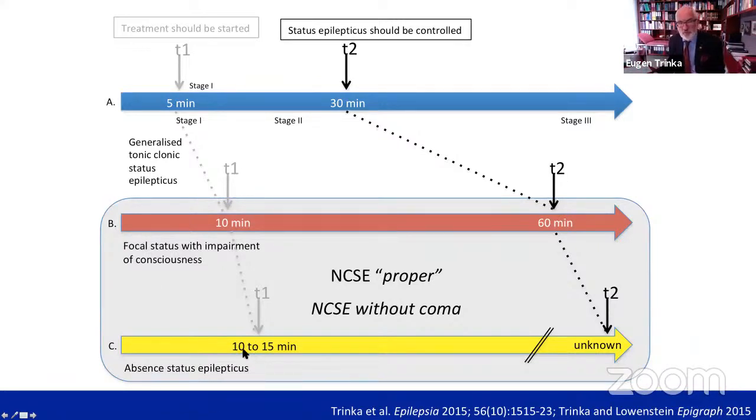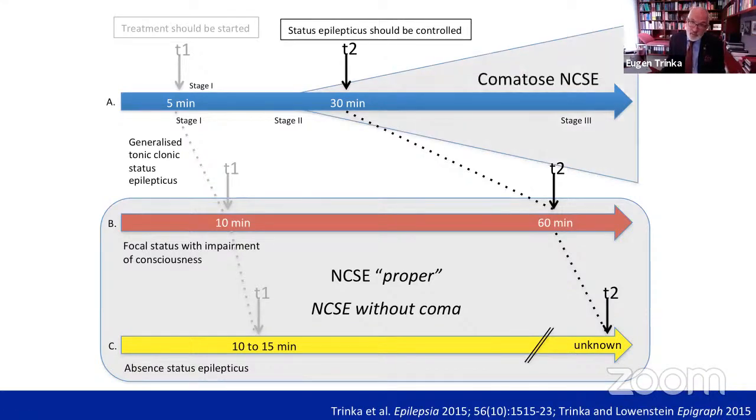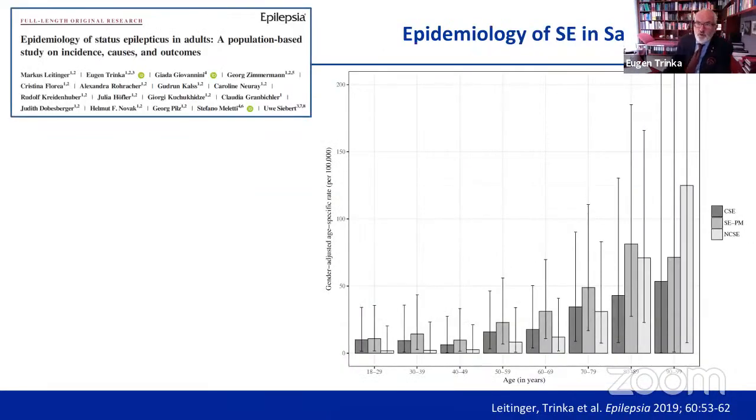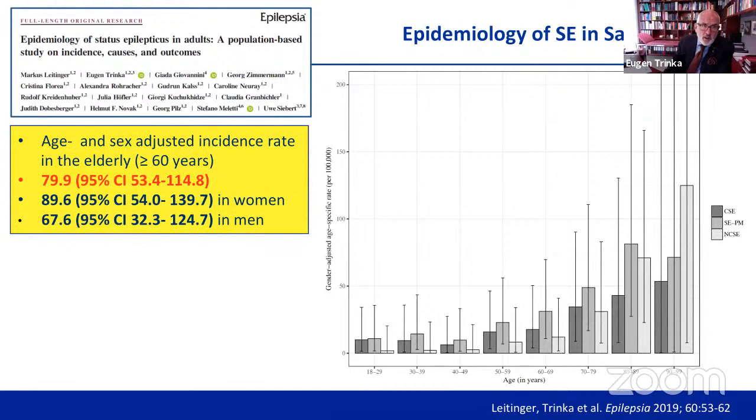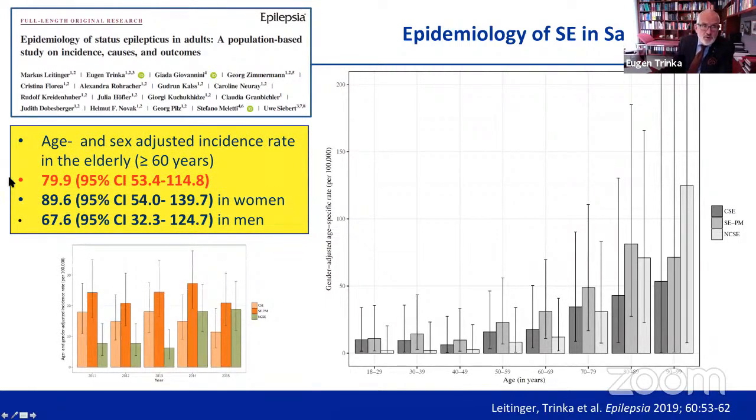Absence status also 10 to 15 minutes is T1, but T2 is completely unknown. And the important point is the comatose non-convulsive status epilepticus, which evolves from a generalized tonic-clonic status epilepticus most often. T1 is at 5 minutes, motor phenomena decrease, and T2 is at 30 minutes ongoing convulsive activity. The patients no longer have motor activity as a prominent feature, but they are in coma, and this is the so-called non-convulsive status.